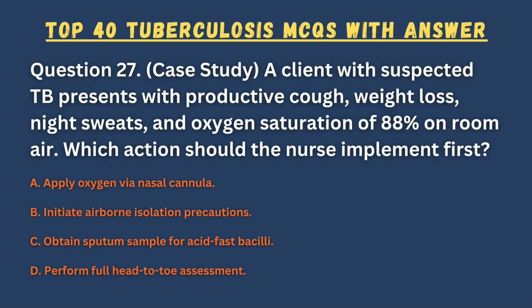Question 27. A client with suspected TB presents with productive cough, weight loss, night sweats, and oxygen saturation of 88% on room air. Which action should the nurse implement first? A. Apply oxygen via nasal cannula. B. Initiate airborne isolation precautions. C. Obtain sputum sample for acid-fast bacilli. D. Perform full head-to-toe assessment.